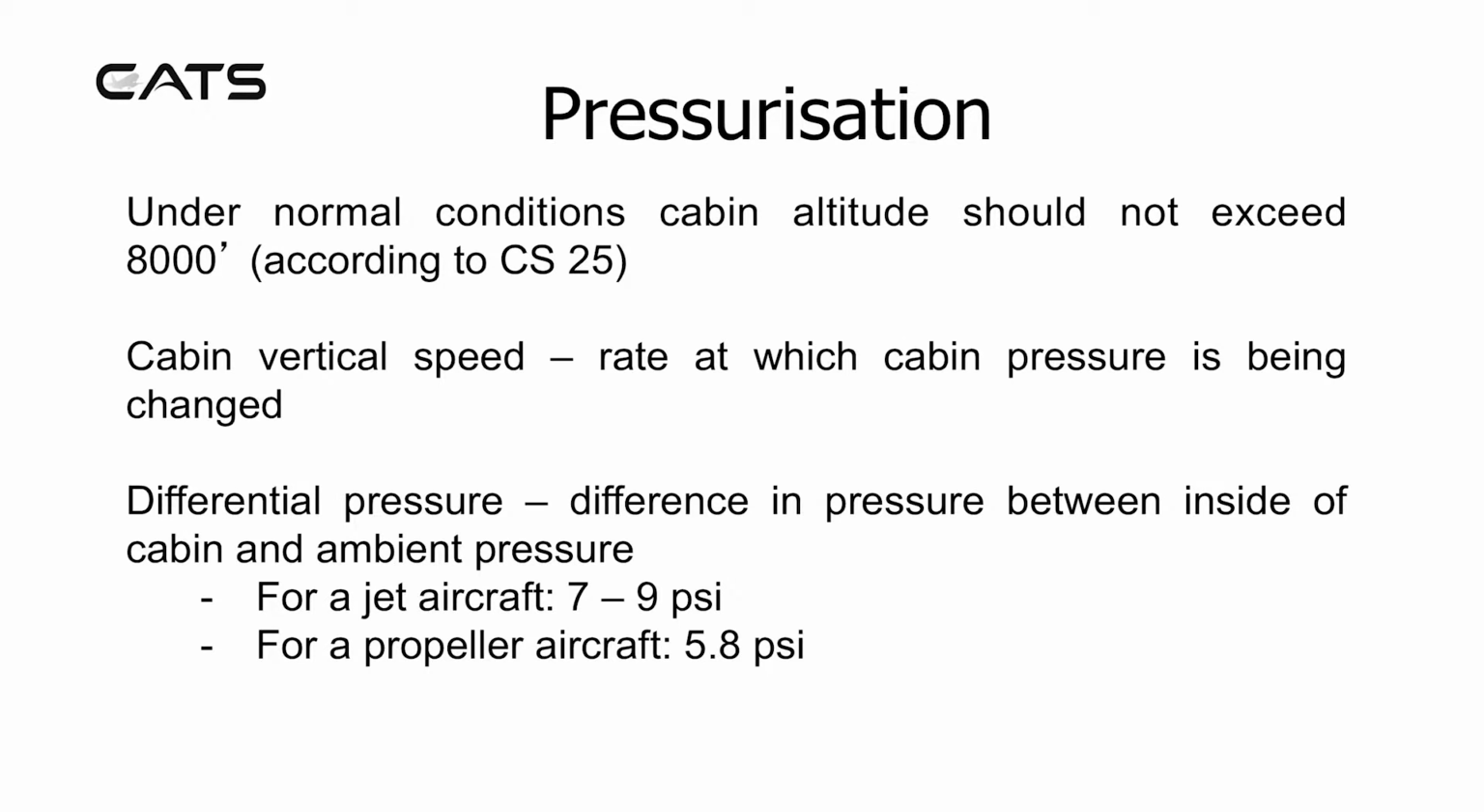Differential pressure is the difference in the pressure between the inside of the cabin and ambient pressure outside. For a jet aircraft, this is typically 7 to 9 psi. For a propeller aircraft, this is typically 5.8 psi.